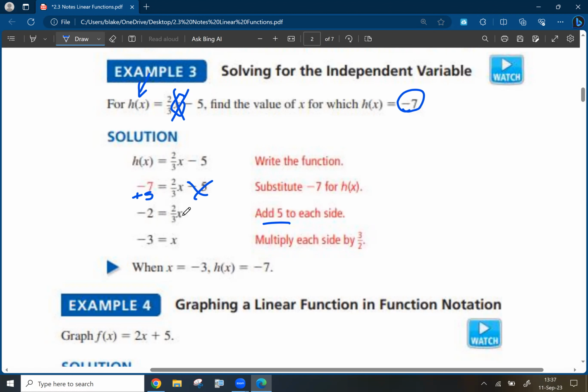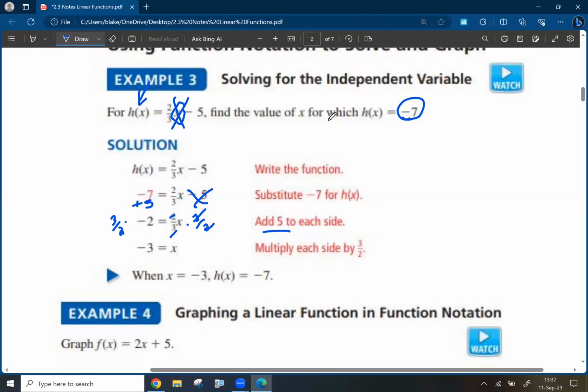And then you're going to multiply by the reciprocal, so the multiply by 3/2. That cancels out the dividing of 3 and the multiplying of 2. So you take this, you multiply it by 3/2. 3/2 times -2 is -3. So your final answer there is -3. So it's very similar to the first examples, except we're plugging it in for the y value rather than plugging it in for the x value.